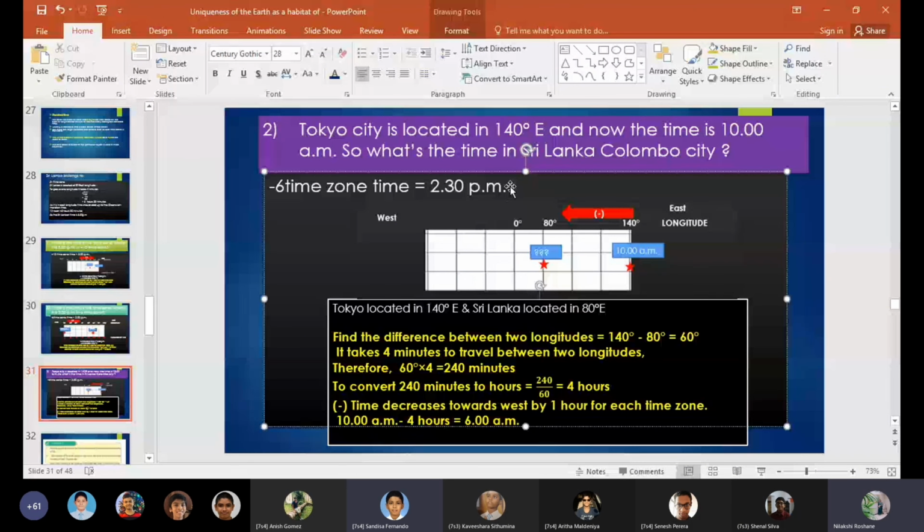So what is the time zone for Tokyo? Tokyo city is located at 140 degrees east. Yes, plus 9 time zone. So check with the map.